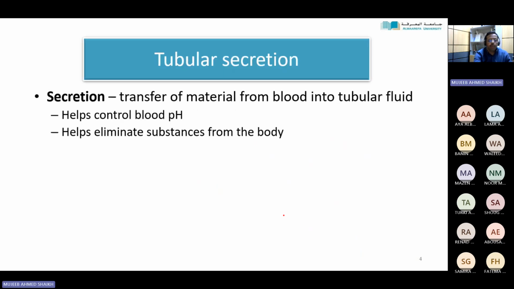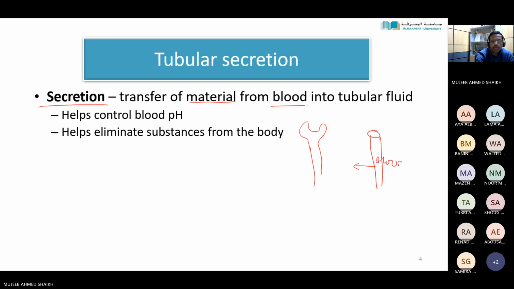So in today's lecture, we will be talking about the process called tubular secretion. What is the definition? It is written here: transfer of materials from blood into the tubular fluid. As I told you, this is a peritubular capillary, and here is the renal tubule. So things come from the blood into the interstitium, then from the interstitium into the filtrate or the tubular fluid. This is called tubular secretion.